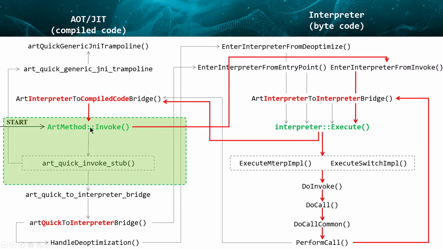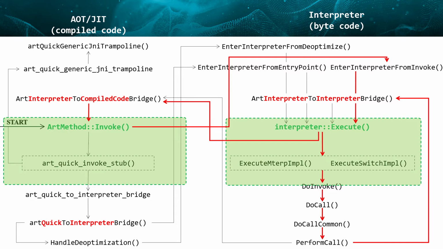The first part is compiled code, which calls the ART quick invoke stub function through the Invoke function in ArtMethod. This function invokes and executes the compiled code. The second part is bytecode, which calls the ExecuteImpl function through the interpreter's execution function. This function converts bytecode into native code and executes it.